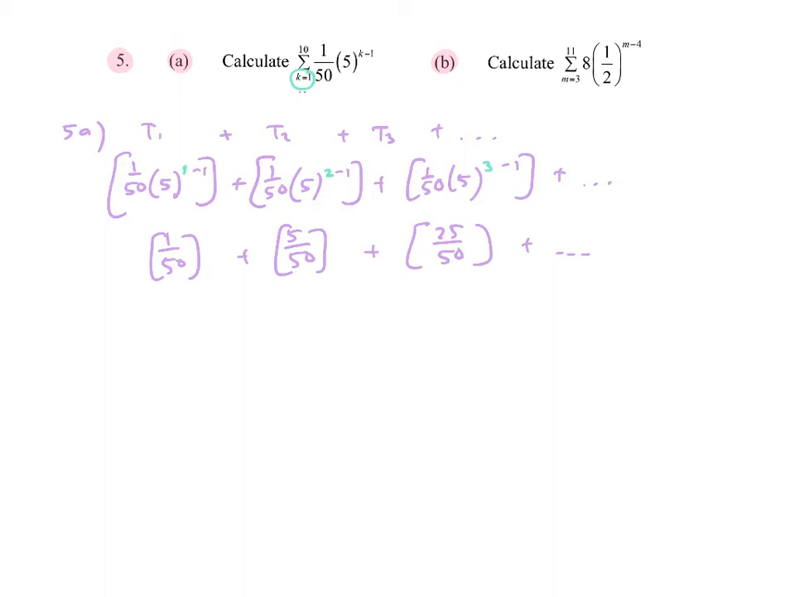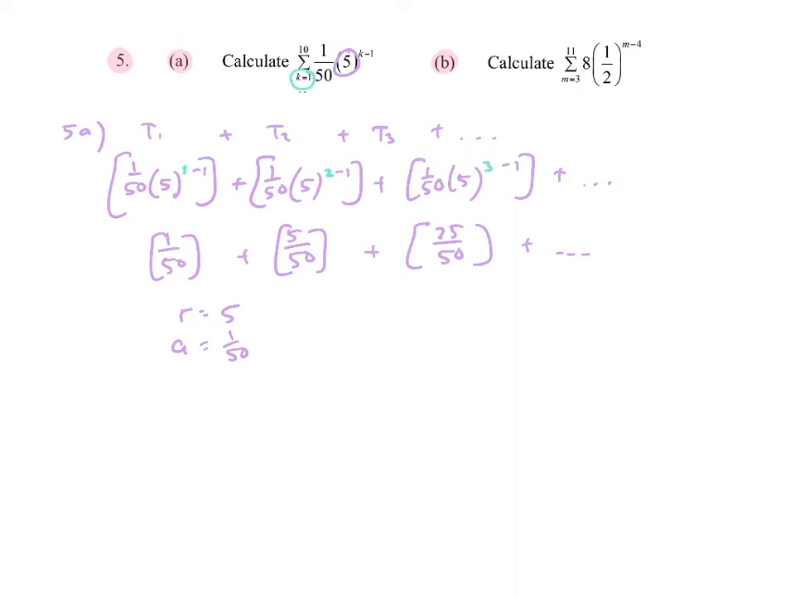It's easier to see what the ratio is. The ratio there is equal to 5. Actually, you can see it from there as well. The ratio is 5. And we know then the first term is equal to 1 over 50. But it's not wrong, of course, to simplify. It's never wrong to simplify.